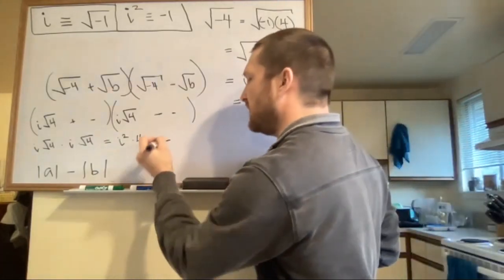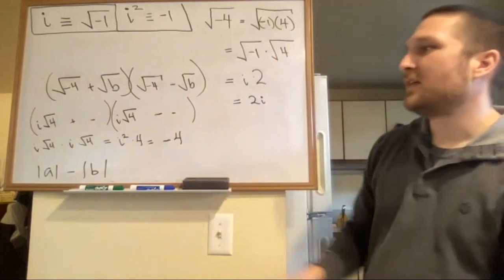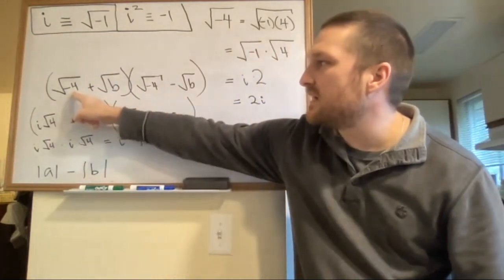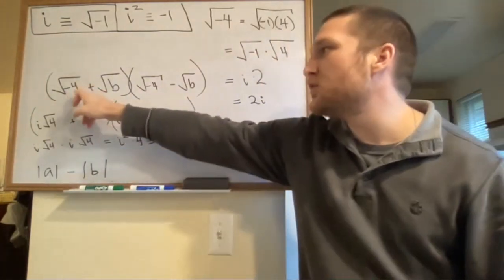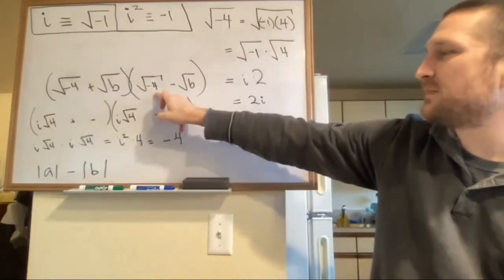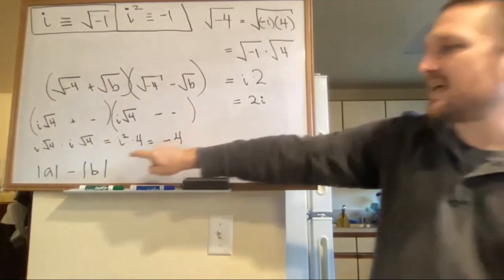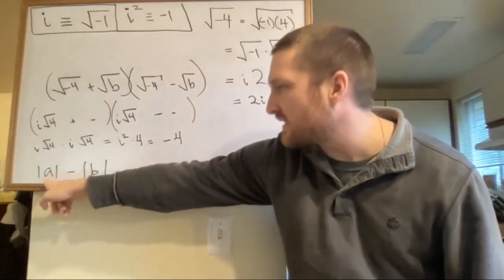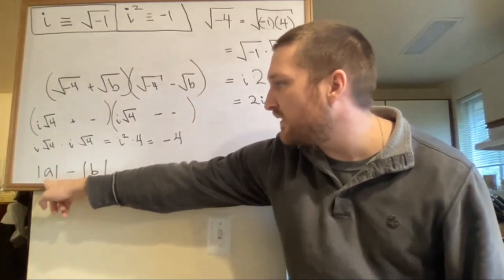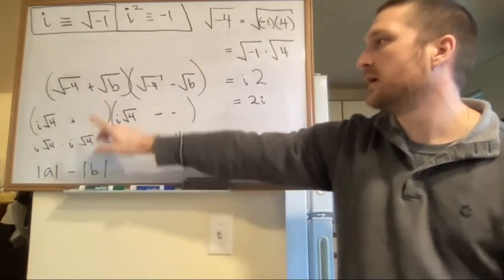Negative 1. So that's a negative 4. Oh, yeah. The root of smiley face times the root of smiley face comes out to be, what do you know? Smiley face, not the absolute value of it. That's not true, right? This is why I said forget about absolute value from now on.